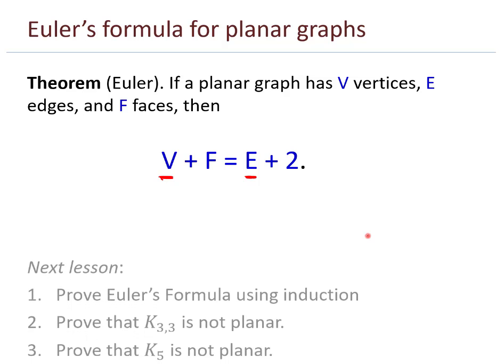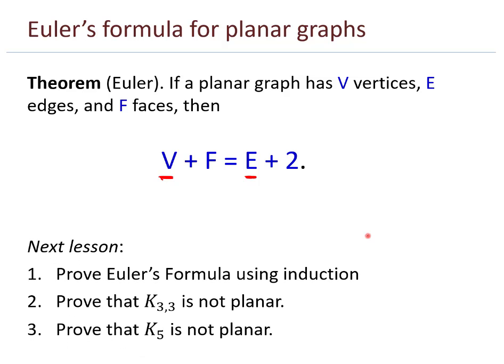All right, so we've covered a lot in this lesson, but I've also raised a few big questions. Next lesson, we're going to prove Euler's formula using induction, and we're going to prove that K3,3 is not planar, and we will also see that K5 is not planar. So I will stop here, but we definitely have some interesting things to look forward to in the next lesson.